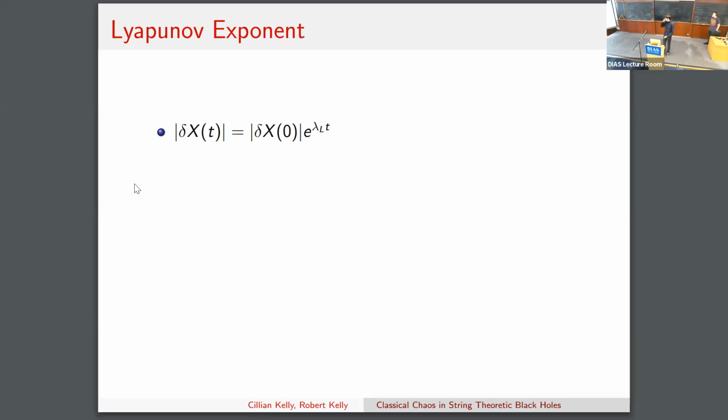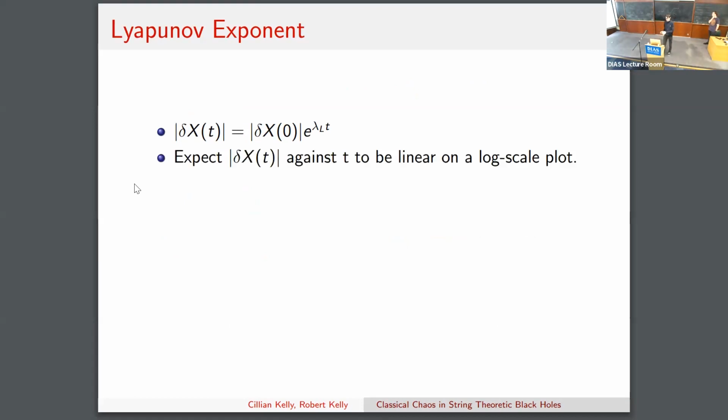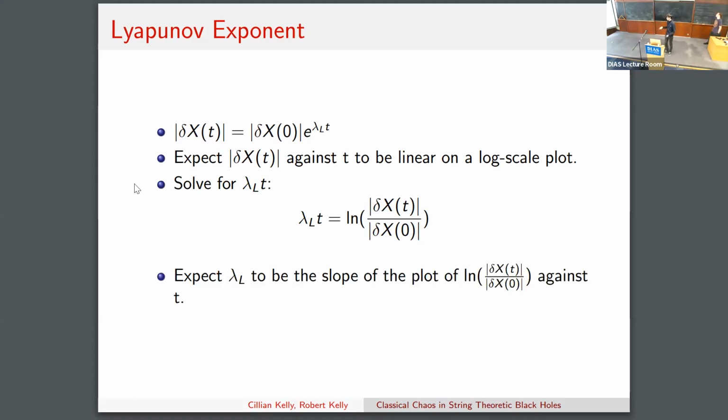Well, if you recall this equation that Kilian has introduced before, if you take the logarithm of both sides, we expect the logarithm of delta x of t to be linear with time. And also, in order to find the Lyapunov exponent, we would just solve the above equation and get an equation of a very familiar form. It's mx equals y. So we would expect the Lyapunov exponent to be the slope of a plot of this logarithm against time. So this is the basic analysis we've done.